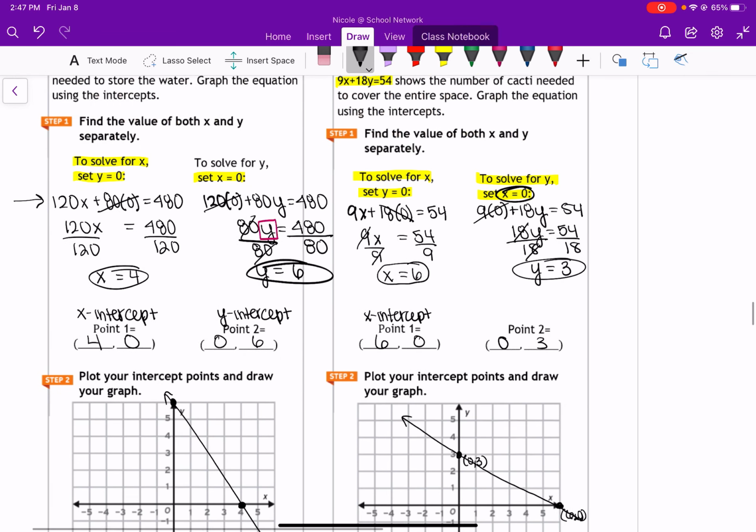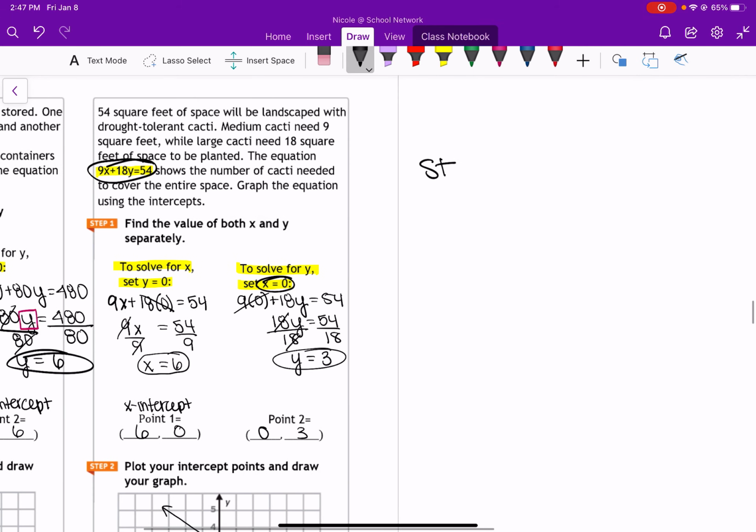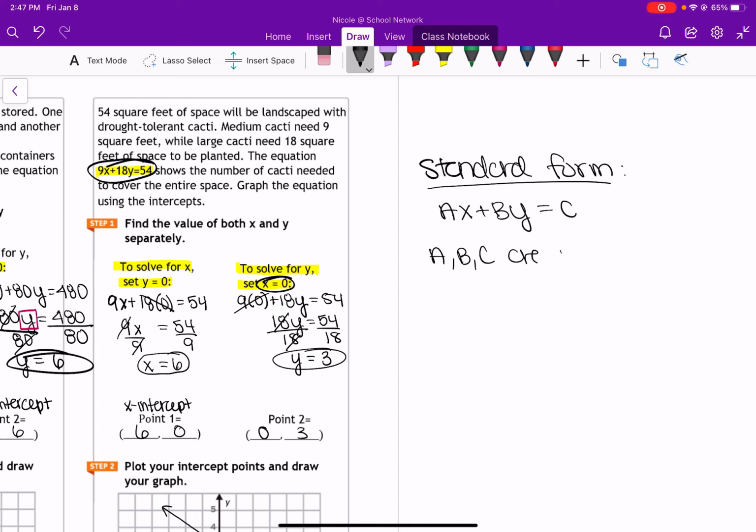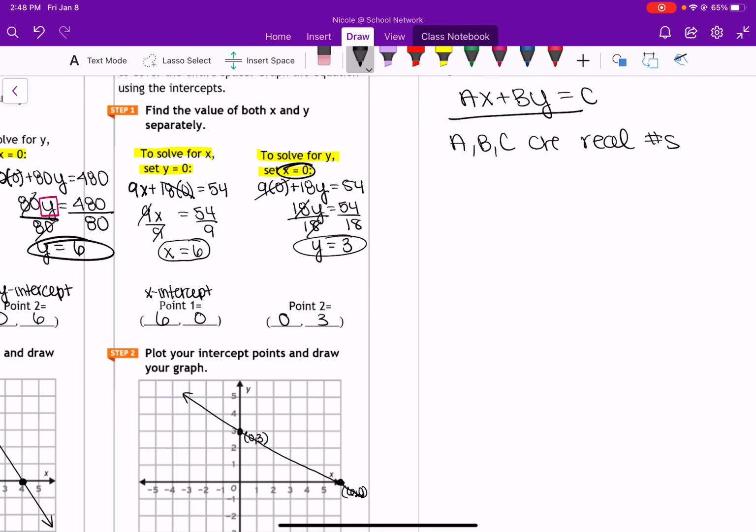Nice little lines. So whenever we have something in standard form, standard form of an equation is where x and y are on one side of the equation. So we have a times x plus b times y is equal to c. And A, B, and C are real numbers, any numbers. So when we have something in standard form like this, we want to try to find our x and y intercepts by using this method, plotting the 2 points, and then connecting them.